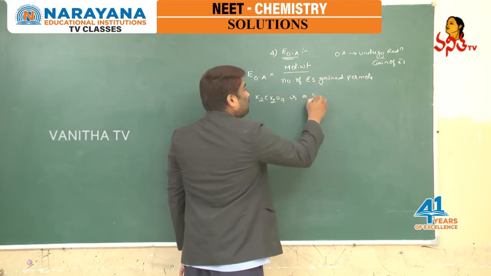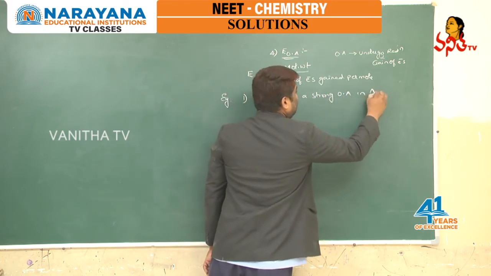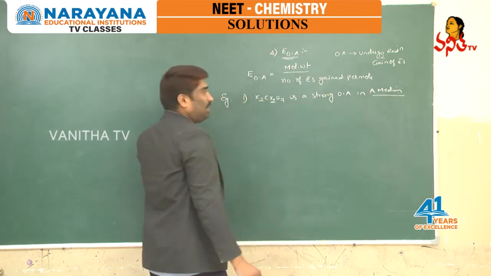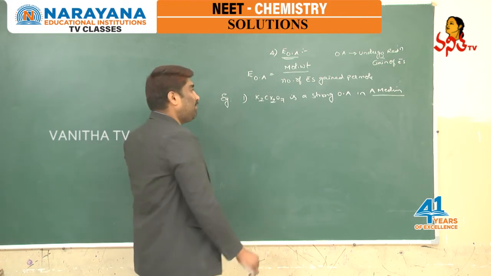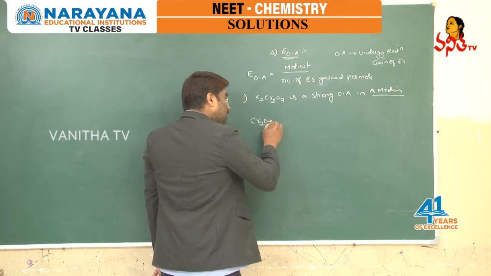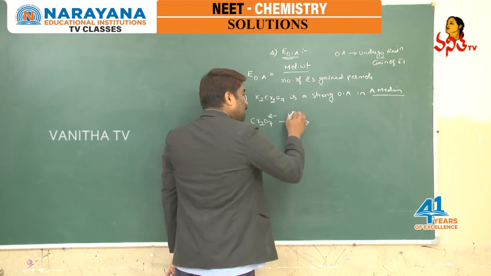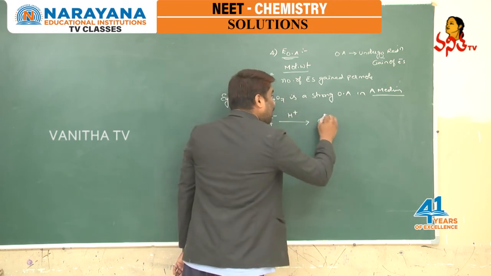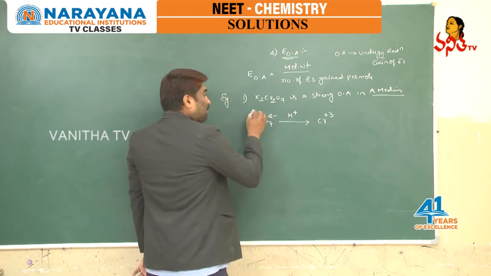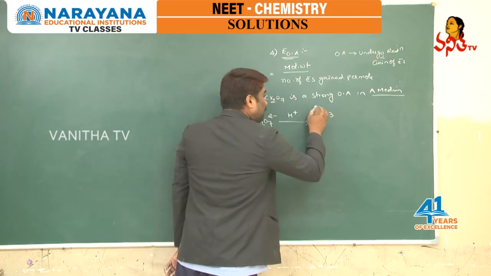It is a strong oxidizing agent in acidic medium. In acidic medium, it is said to be a powerful oxidizing agent. How to calculate the equivalent weight of this compound? So let us write the ionic form of this one, Cr2O7 2 minus, in acidified medium. In acidic medium, Cr2O7 2 minus always reduces to Cr 3 plus. This is the equation which you have to remember. Here, the chromium oxidation state is plus 6. Here, the chromium oxidation state comes to be plus 3.